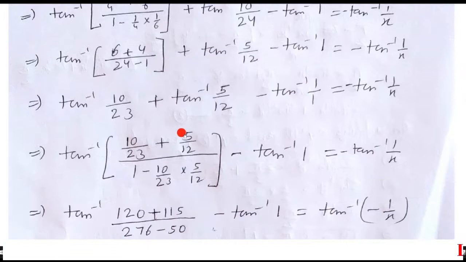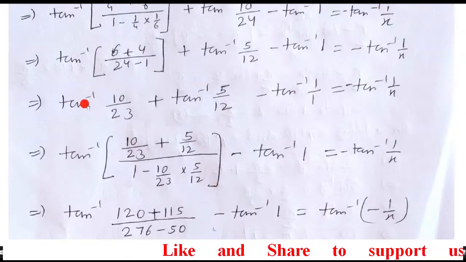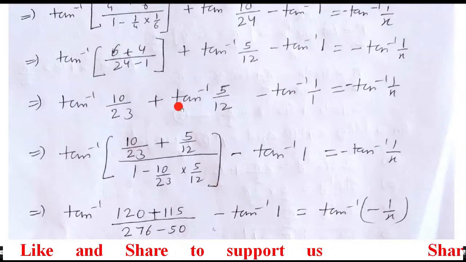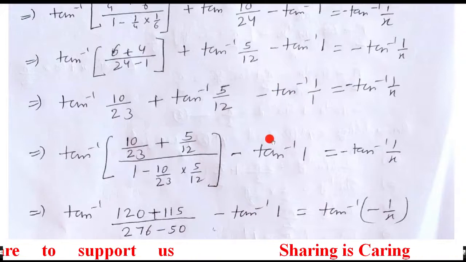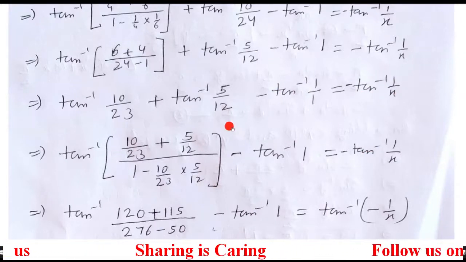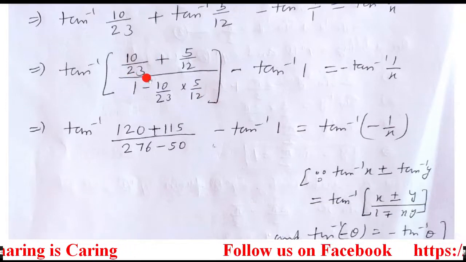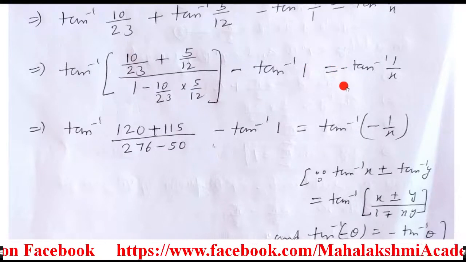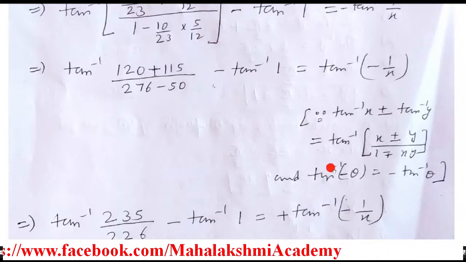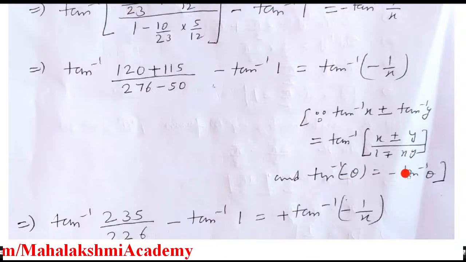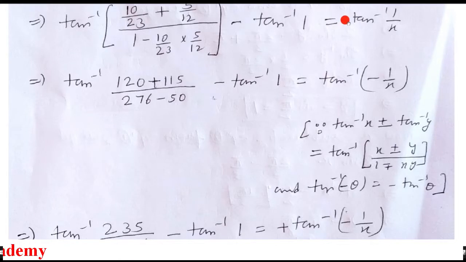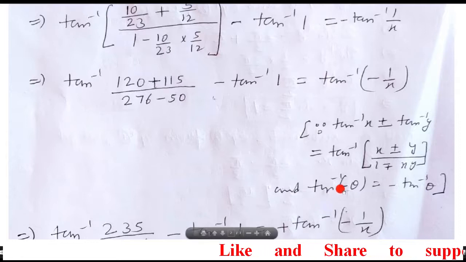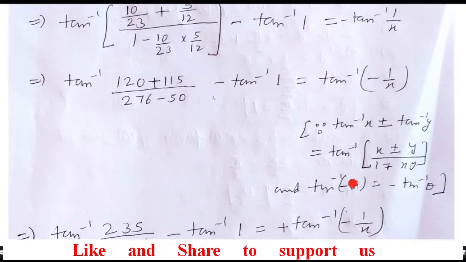Now in the next step, after simplification I obtained 10 upon 23. Then I used the tan inverse x plus tan inverse y formula on these two terms, and the other terms I wrote as they are. Now after all the LCM and simplification, I obtained this result, and here there is a minus, so I use this formula: tan inverse minus theta is minus tan inverse theta. So here we have minus tan inverse 1 upon x, and minus tan inverse theta is tan inverse minus theta, that's why I shifted this minus inside using this formula.